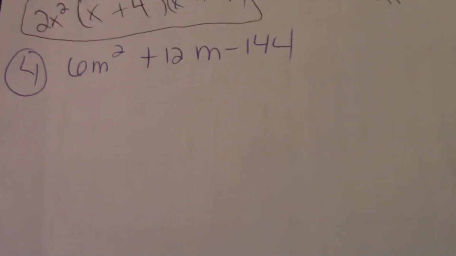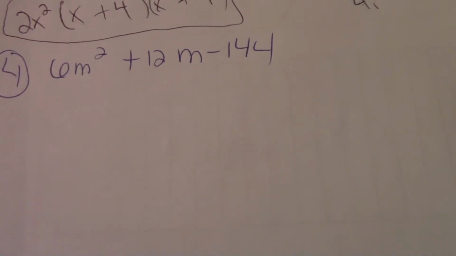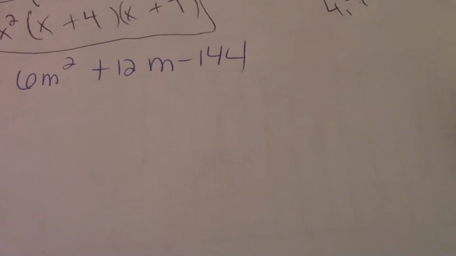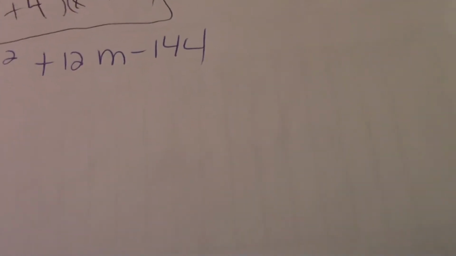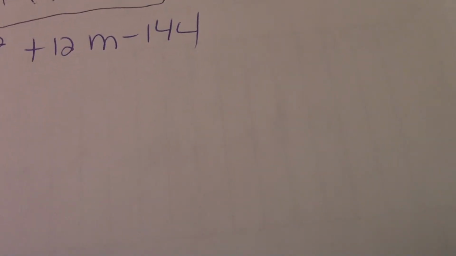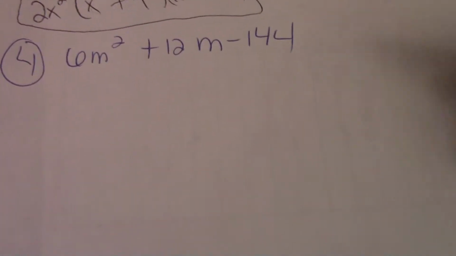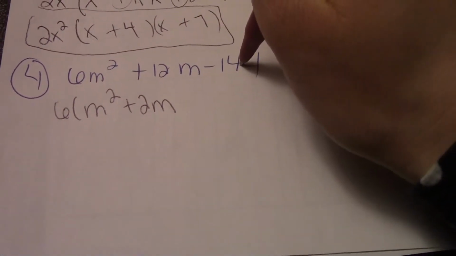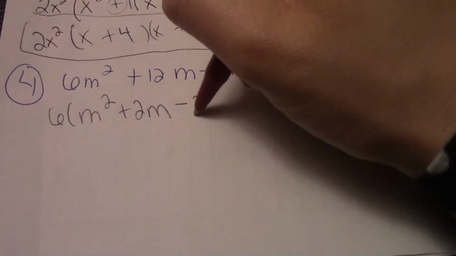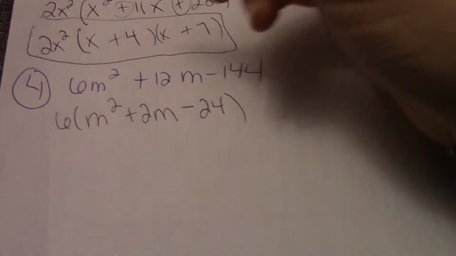Now let's look at 4. 6m squared plus 12m minus 144. There's no m's in all of them, so just the numbers. So let's figure it out. We can take each one of these divided by 6. So 6 goes on the outside, m squared left on the inside. 12 divided by 6 is 2. Just bring down the m. Negative 144 divided by 6 is negative 24. Remember to bring down your 6. Put your parentheses, m and m.